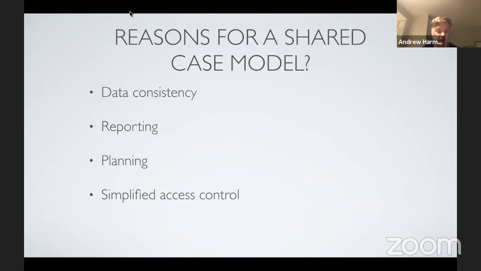Additionally, security was a key thing, and people were concerned that if it's all digital, then maybe people can access data they shouldn't. But the idea was, if we have a shared case model, then we can have one place to control everything, so we should get simplified access control. But there's a problem with all of these four things.